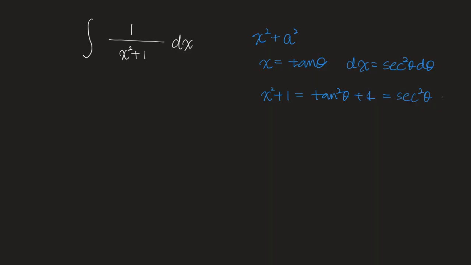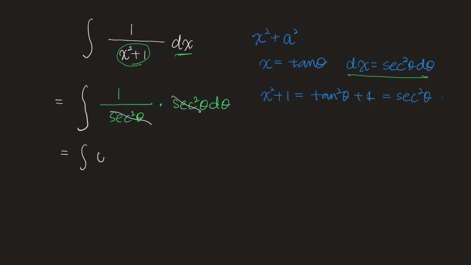Now, let's do this integral. The bottom is going to be what? x squared plus 1 is secant squared theta, so I'm going to put secant squared theta here. dx is going to be secant squared theta d theta. So this one cancels out, and we have the integral of 1 d theta. What is the antiderivative of 1? That's going to be theta plus c.